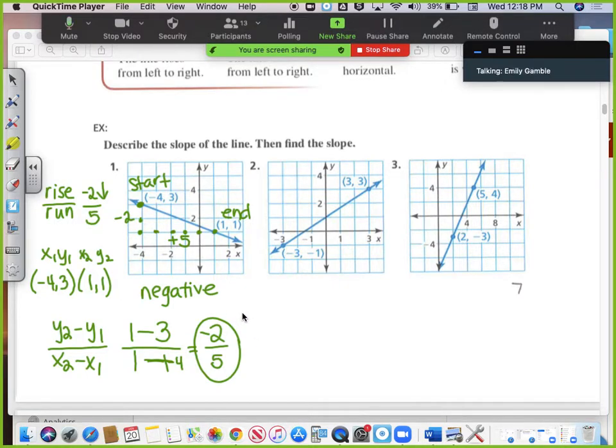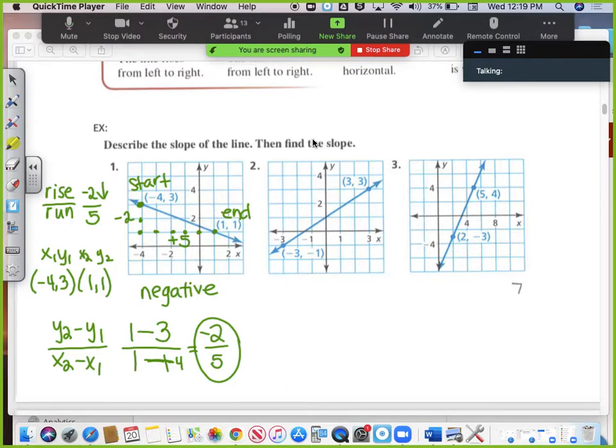What I want you to do, please, is take a couple minutes, pick whichever method makes more sense to you. I think counting and finding the slope that way is quicker, but you might like to use the formula better because maybe that makes the most sense to you. It doesn't matter as long as one method makes sense. Please take the next couple of minutes to complete numbers 2 and 3, describing the slope and then finding the slope.